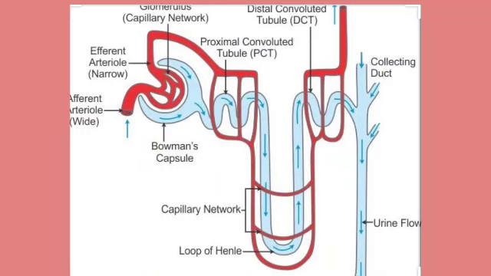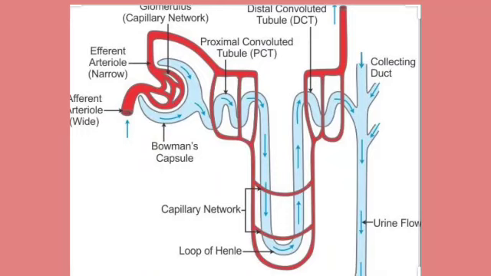Here in the figure you can see Bowman's capsule is having two vessels, afferent and efferent. From the afferent the blood is coming here, and from the efferent it is just passing out to the next. It is just covering the nephron, winding along the nephron. Okay, so the filtration takes place and then it goes into those vessels here.